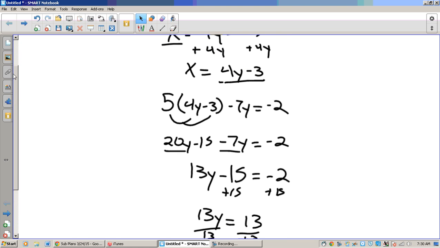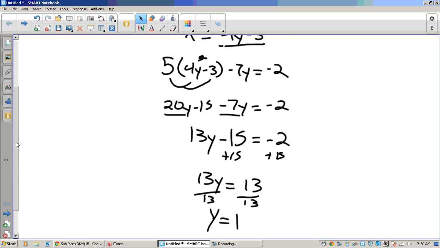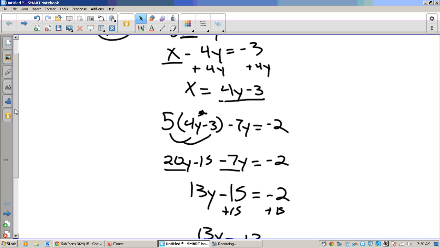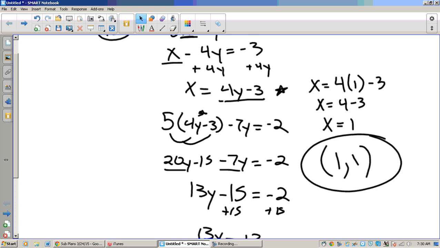That's step 3. Step 2 was substitution. That's what I did right here. And then the final step is to substitute what y equals into either equation. I kind of like it over here because I'm looking for x. So I'm going to say x equals 4 times 1 minus 3. So x equals 4 minus 3. x also equals 1. So my answer in this case is x equals 1, y equals 1. And I write that as an ordered pair because we know that these are just two lines crossing at (1, 1).